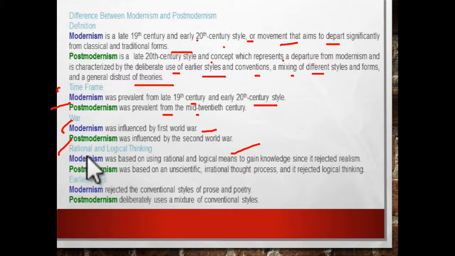Radical and logical theory. Modernism was based on using rational and logical means to gain knowledge, and it held to realism. Postmodernism was based on unscientific and irrational thought processes, and it rejected logical thinking. Modernism rejected conventional styles of prose and poetry. Postmodernism uses a mixture of conventional styles.